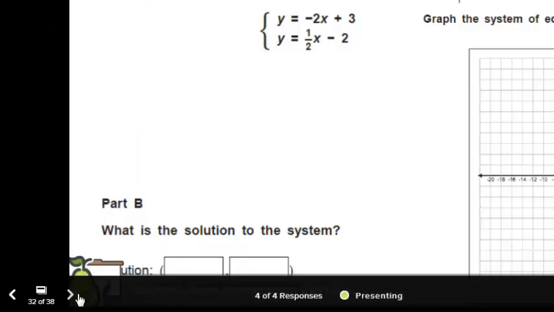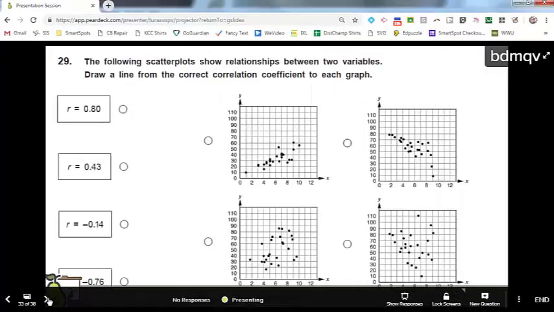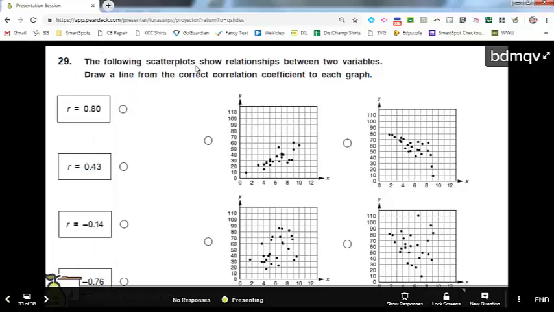Now that I know it's not going to be used like this. Yes, it will. All right, so on this, I want to go back to something I talked about with other groups today. First of all, it says the following scatter plots show relationships between two variables. Draw a line from the correct correlation coefficient to each graph.